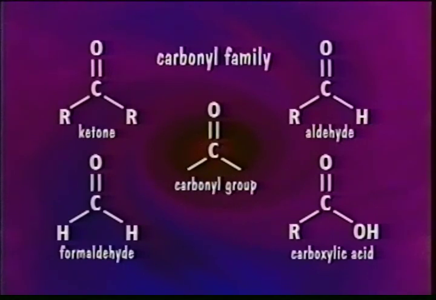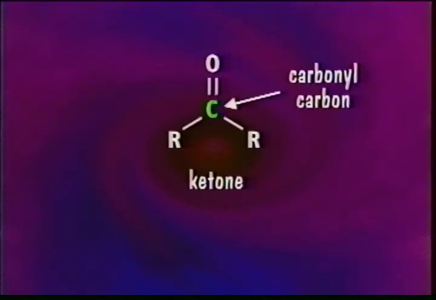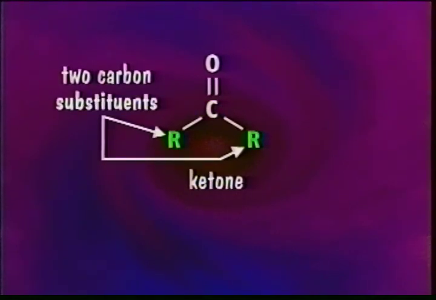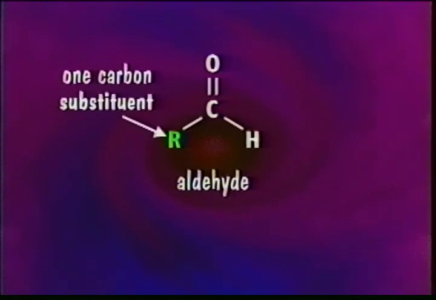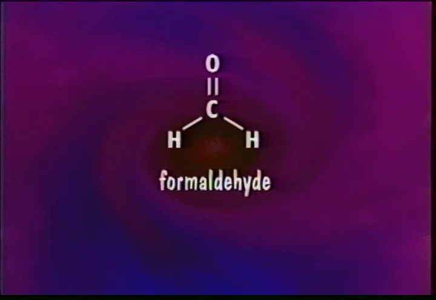What distinguishes the various members of the carbonyl family is the type of substituents bonded to the carbon of the carbon-oxygen double bond. The carbonyl carbon of a ketone is bonded to two carbon substituents, while the carbonyl of an aldehyde is bonded to only one other carbon substituent and a hydrogen. The simplest aldehyde, formaldehyde, has two hydrogens attached to the carbonyl group.